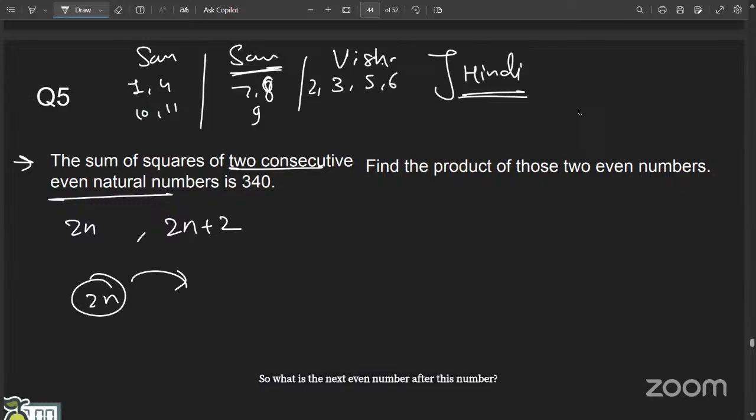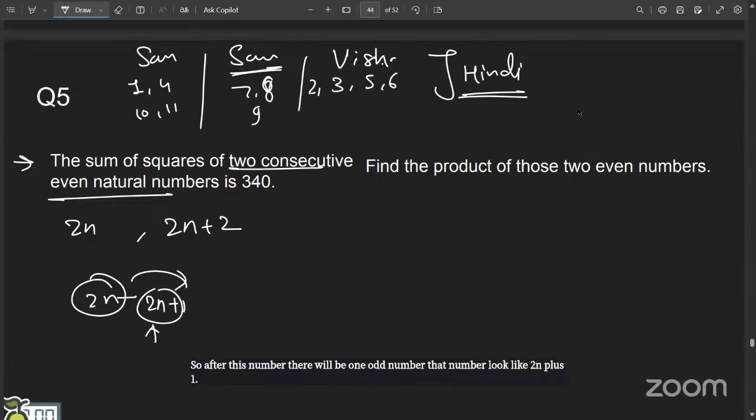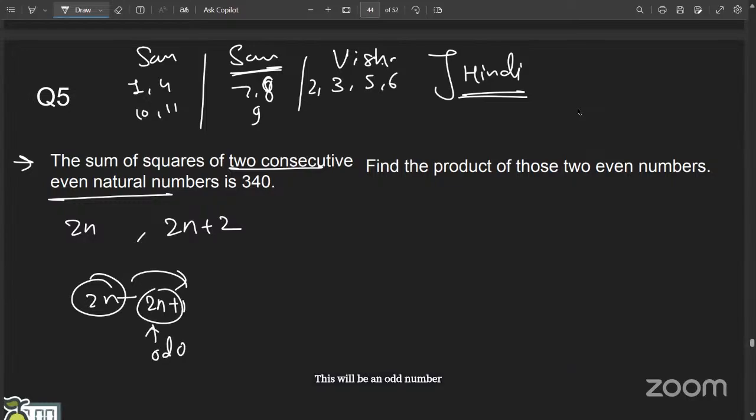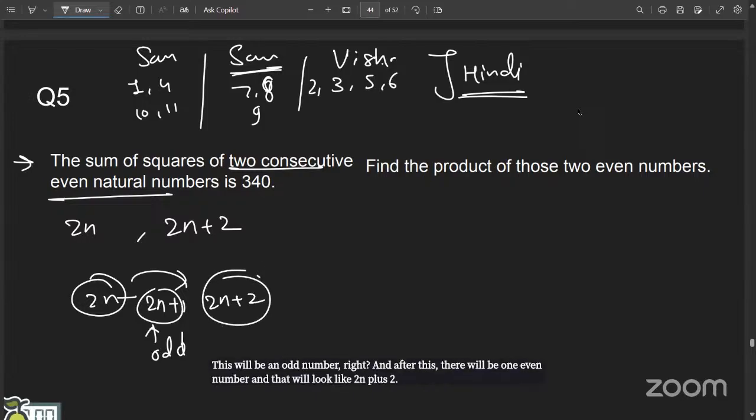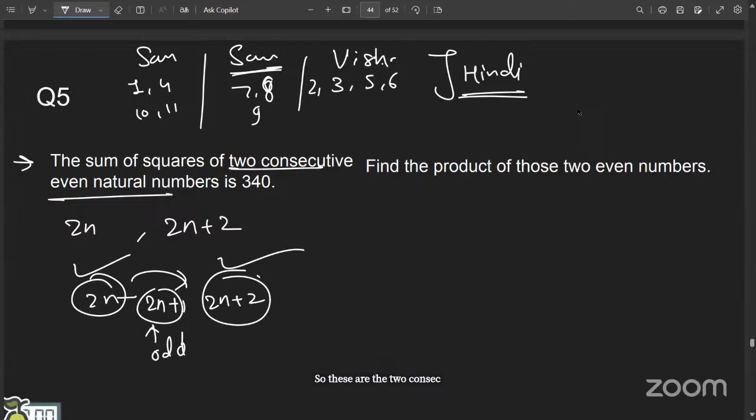After this number, there will be one odd number. That number looks like 2n plus 1. This will be an odd number, right? And after this, there will be one even number and that will look like 2n plus 2. So these are the two consecutive even numbers. Why am I choosing n here? Because I don't know which even numbers are there. So I look for a form that can represent two consecutive even numbers, which are 2n and 2n plus 2. Okay, got it?